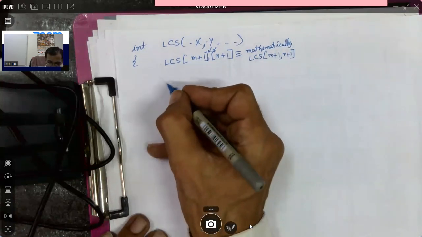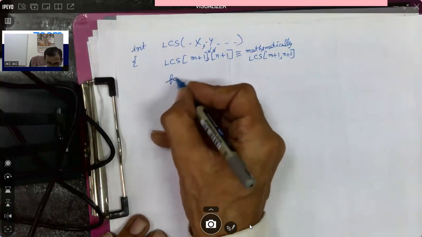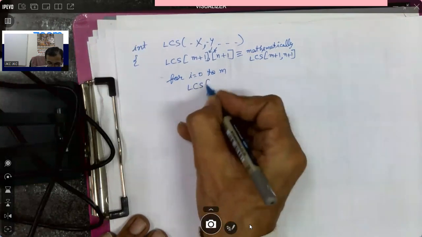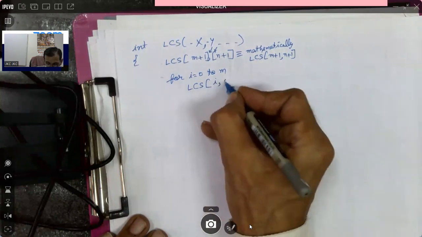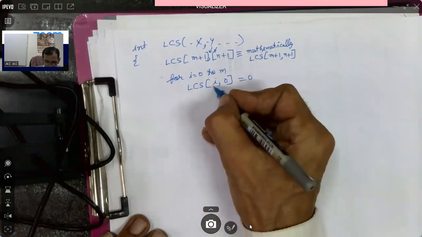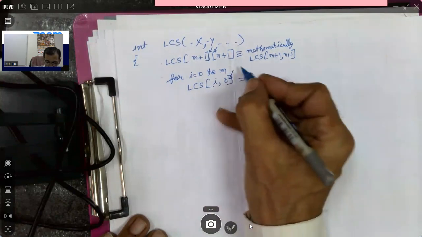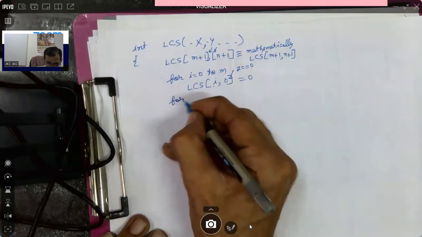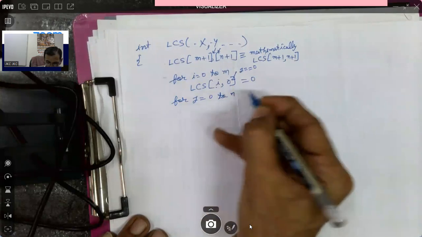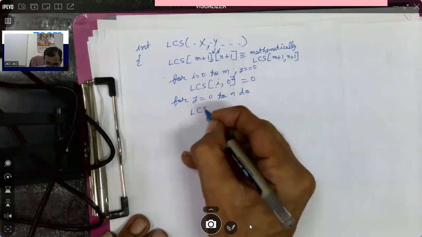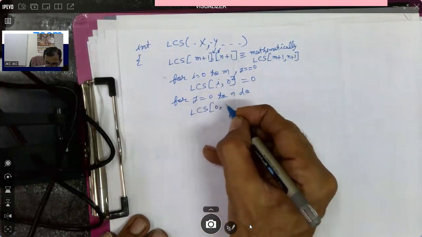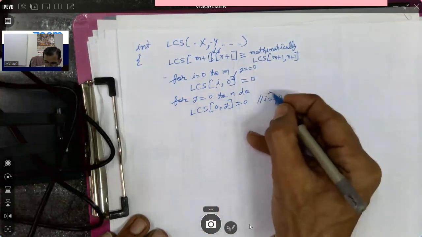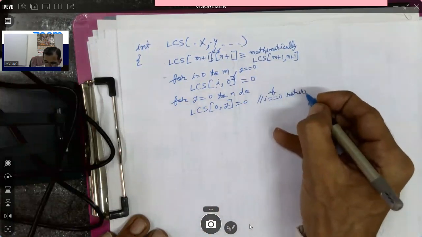But first thing is, what I have to do. For i equal to, let's say, 0 to m, I can easily claim LCS of i and 0 equal to 0. When j is 0, all values corresponding to i can be computed. Similarly, I can say for j equal to 0 to n, I can easily say LCS of 0, j means effectively i equal to 0. If i equal to 0, I said return 0.